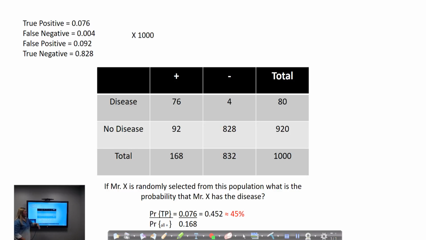You put those into a table such as this: people that have the disease and test positive, people that have the disease and test negative, people that don't have the disease and test positive, people that don't have the disease and test negative. You're going to have all of your totals here.